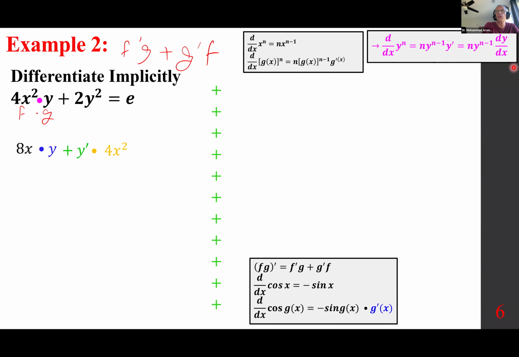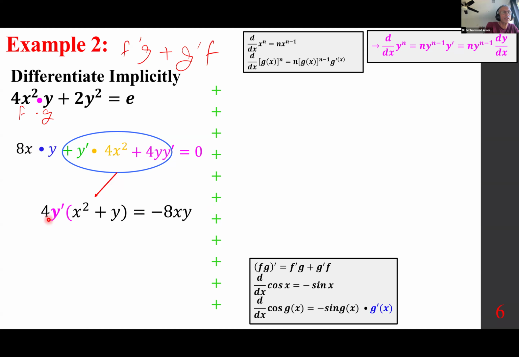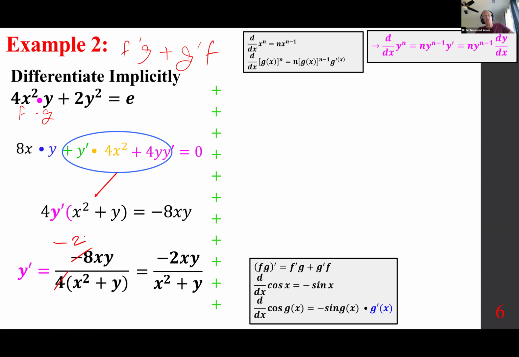2y squared, the extended power rule, or in this format, the derivative of y to the power of n is n y to the power of n minus 1 times y prime. So that becomes 4y y prime. The derivative of a number gives you 0. We keep these two, and we factor out the y prime, and we take 8xy to the right, make it negative. We divide by everything sitting next to y prime, which means 4 times (x squared plus 8). The final answer is negative 2xy over x squared plus y.